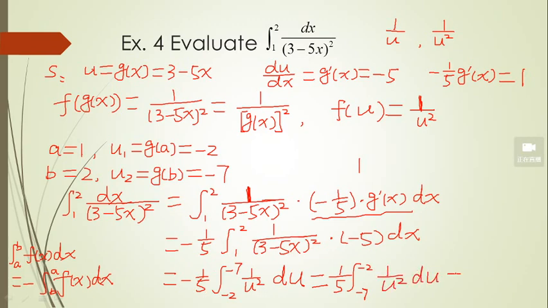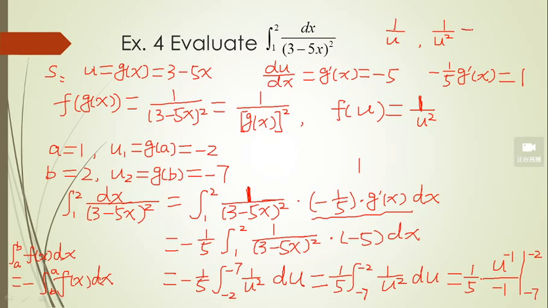What is the antiderivative for 1 over u squared? So that will be 1 over 5 times minus 1 over u, evaluated from minus 7 to minus 2, right? So the minus 1 over u, that is the antiderivative for 1 over u squared.